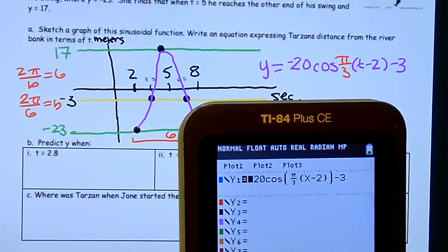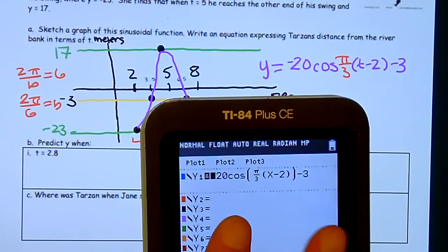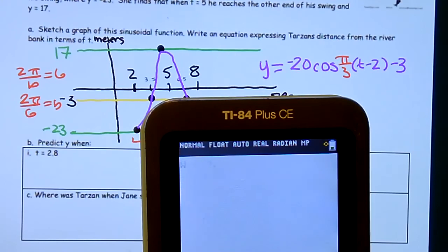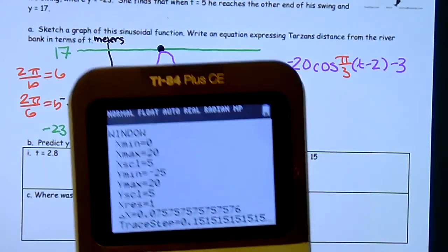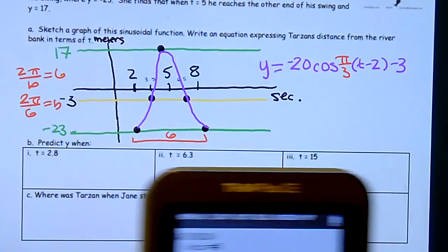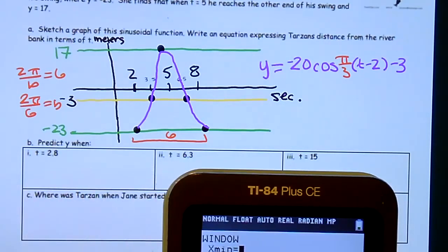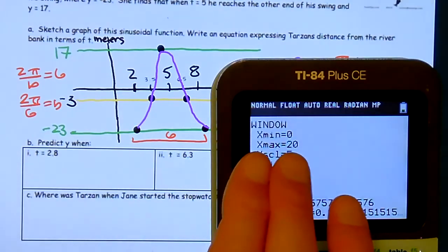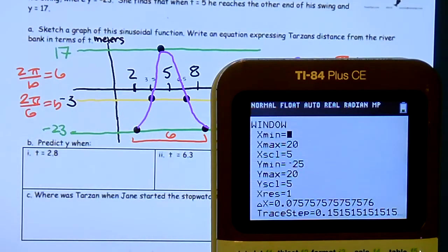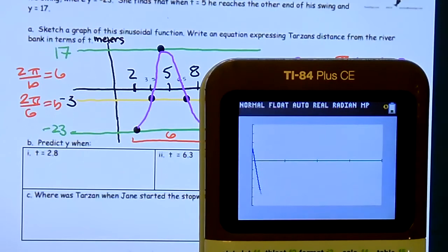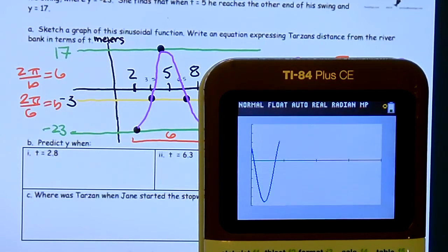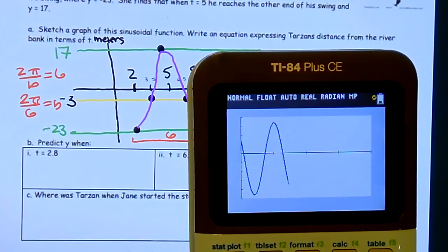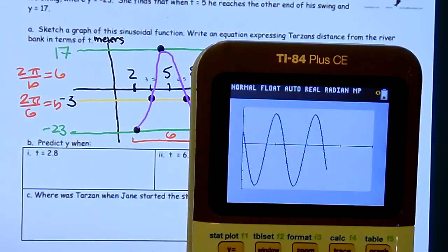So I actually put it into the y equal part of this just to show you something. And I adjusted the window to fit this data, but also to fit the values I need to find. So I needed to get to a 15. So I made sure that my graph would go to 15 in terms of my x's. And I'm just going to hit graph. I'm just going to show you another way to do it from the graph.